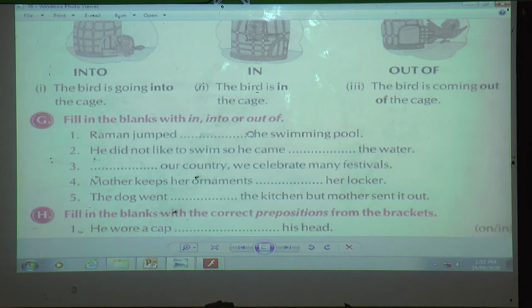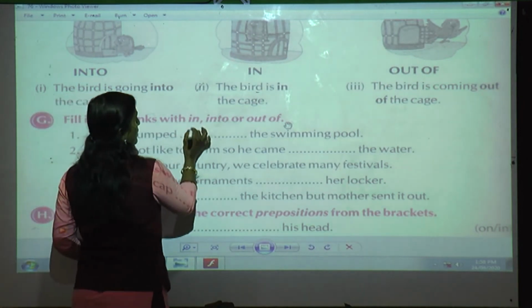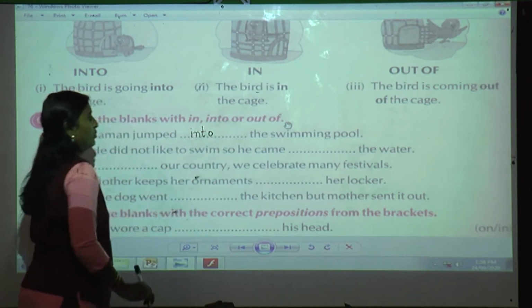Got it? Now depending upon these prepositions, we will see how we have to fit them in the sentences. Filling the blanks with in, into or out of. We'll start with exercise G, and in this we have to use only the given prepositions, that is in, into or out of. Now Raman, what did he do? He jumped. Where did he jump? Which preposition will come? Yes, into or in? Yes, very good. He jumped into the swimming pool.